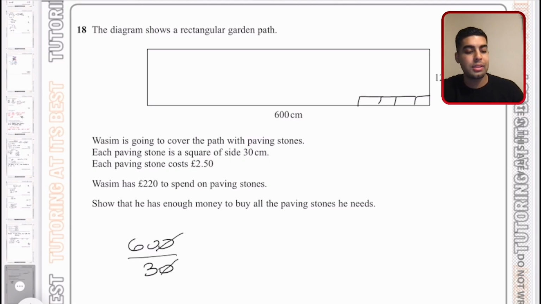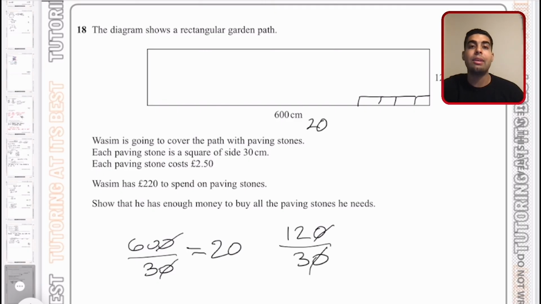We can again cross out a 0 from the top and 1 from the bottom and simply divide 60 by 3, which gives us 20. So now we know we can fit 20 paving stones in our length. We'll then go ahead and do the same by doing 120 divided by 30 and take a 0 out on each end. And that again would give us 4. So we now know that we can have 4 slabs on our width.